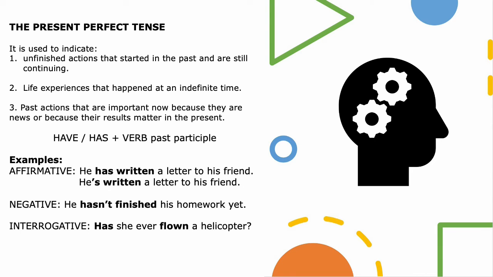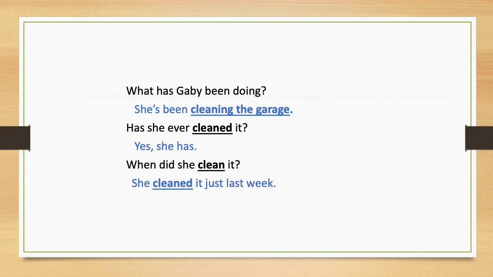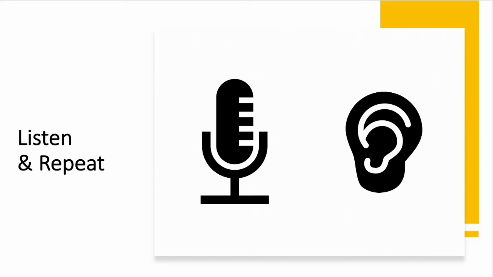For example, he has written a letter to his friend, or he's written a letter to his friend. He hasn't finished his homework yet. Has she ever flown a helicopter? Excellent. Now let's start practicing. First, listen. What has Gabby been doing? She's been cleaning the garage. Has she ever cleaned it? Yes, she has. When did she clean it? She cleaned it just last week. Now listen and repeat.